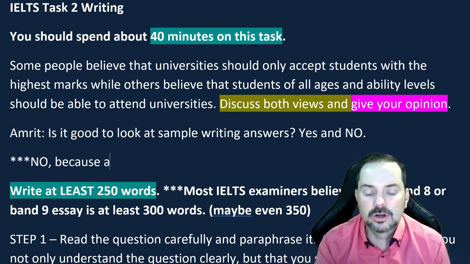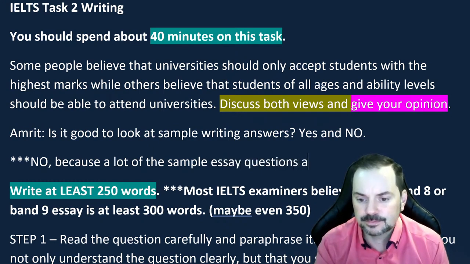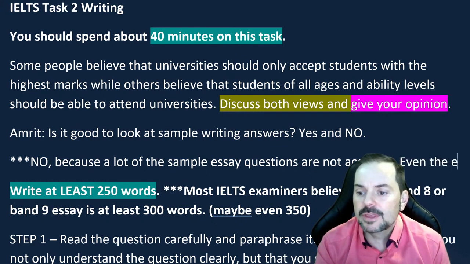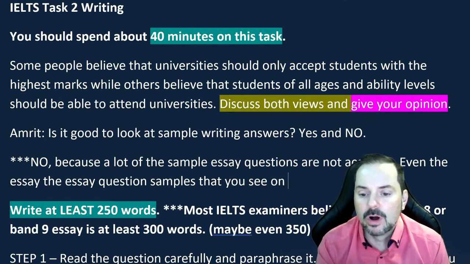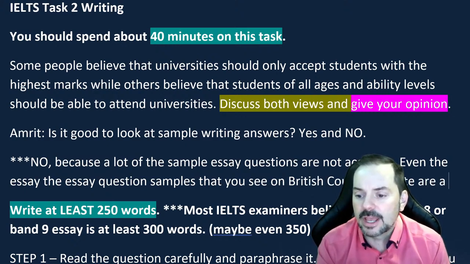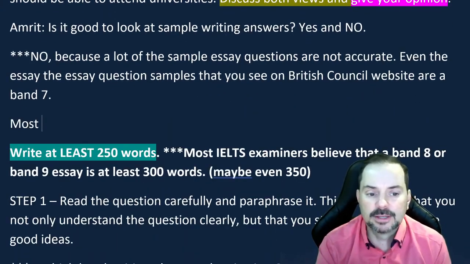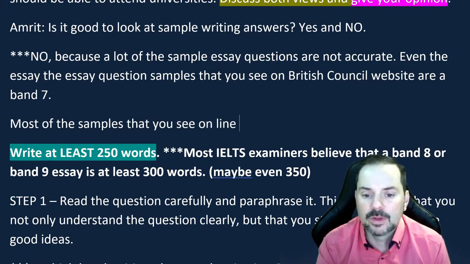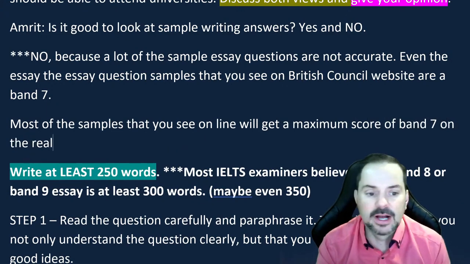So no, because a lot of the sample essay questions are not accurate. Even the essay question samples that you see on the British Council website are a band 7. Okay, so most of the samples that you see online will get a maximum score of band 7 on the real IELTS. Okay, it's kind of a tricky one.